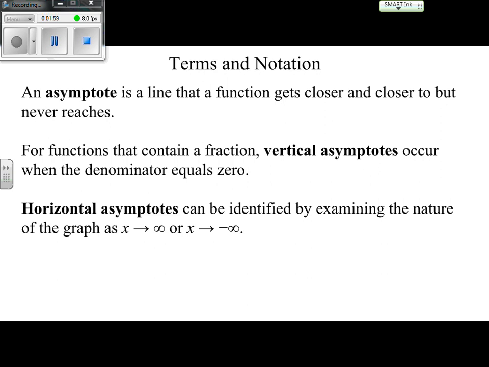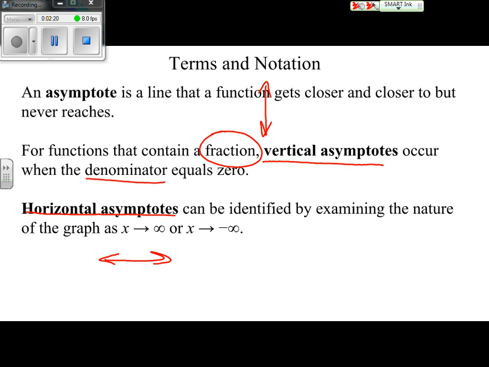We're going to be talking about vertical asymptotes, and vertical, again, are ones that go up and down. And we're also going to be talking about horizontal asymptotes in this lesson, and those would be ones going left and right, like the horizon. So we're going to be looking at functions that contain fractions today. And vertical asymptotes occur when the denominator, the bottom of our fraction, is equal to 0. Now, why does that occur?